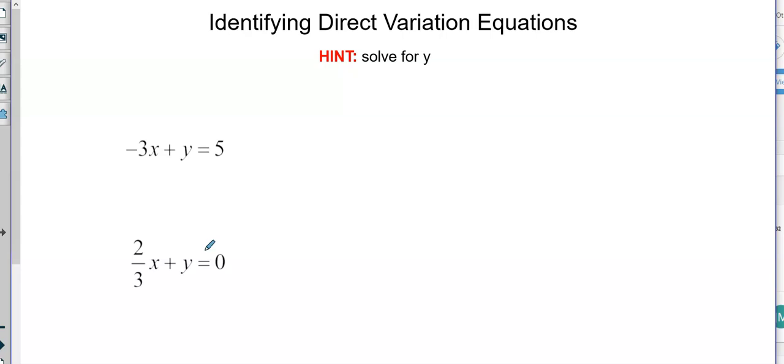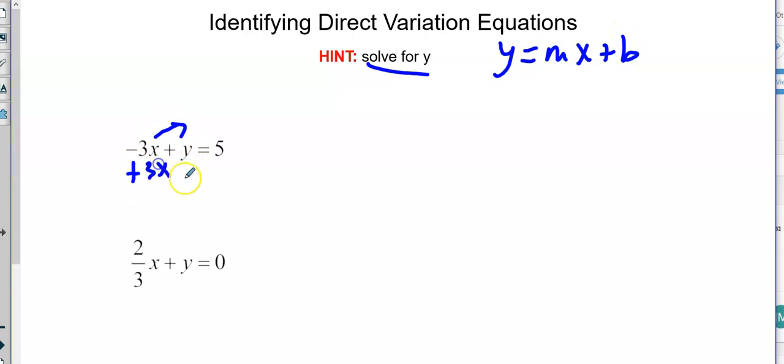So this one, you have to solve the equations for y. So you want to put it in the formula y equals mx plus b, slope-intercept form. If you do that, I guess you would have to add 3x to both sides.